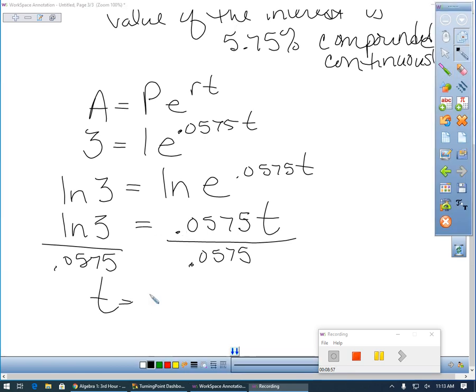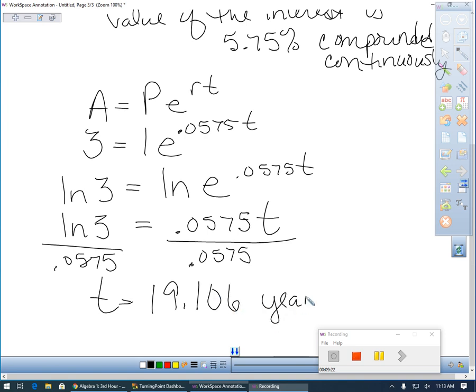52.17. Try it again. Good. 19 point. Now, remember you're in AP now. You've got to go to 3 decimal places. Always. 106 years. Okay? Always 3 decimal places. And you can either round or truncate. Up to you. But it's always to 3 decimal places. It's exactly what it is on your AP test. Always to 3 decimal places.